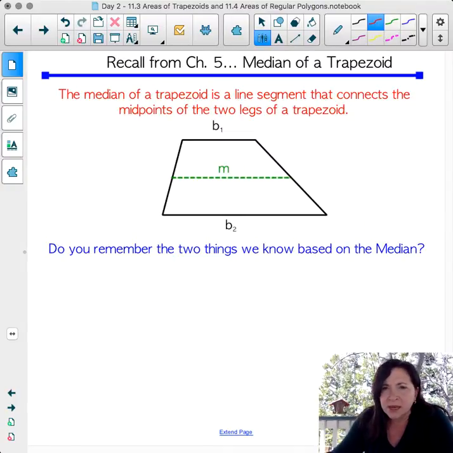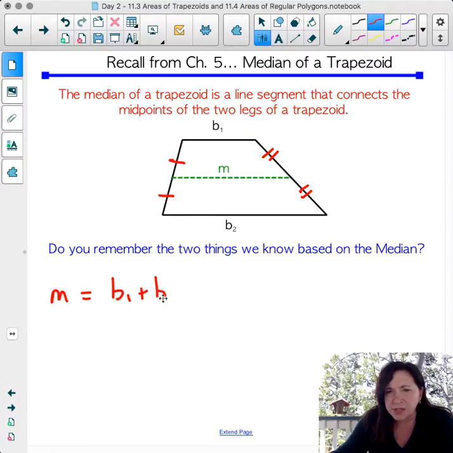Let's talk about the median of a trapezoid. Now, the median connects the two midpoints, where that's congruent to that, and this side here is congruent to this side here. Not necessarily the same, only the same if it's an isosceles trapezoid. So the median of a trapezoid is the line segment that connects the midpoints of the two legs of the trapezoid. So what we remember about a median is that the median is equal to the sum of the bases, so I would say divided by 2. So I would go base 1 plus base 2 divided by 2, and that's my median.